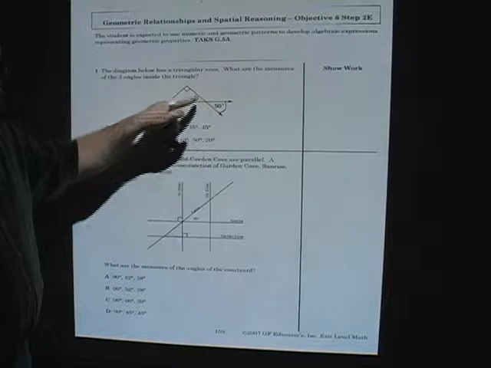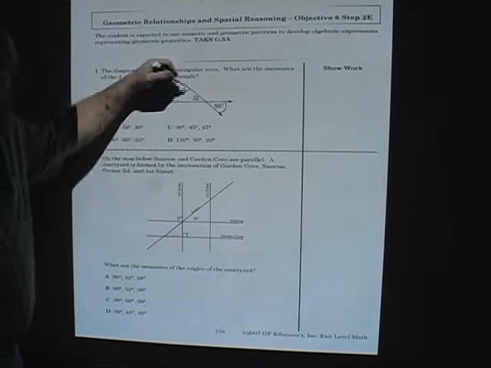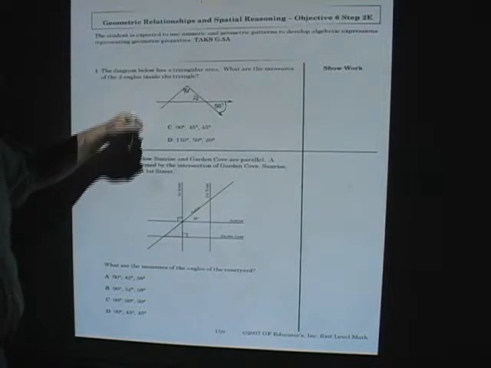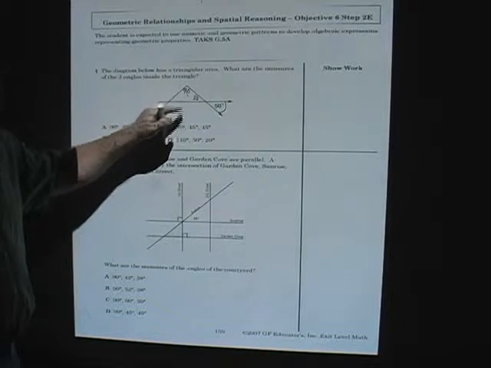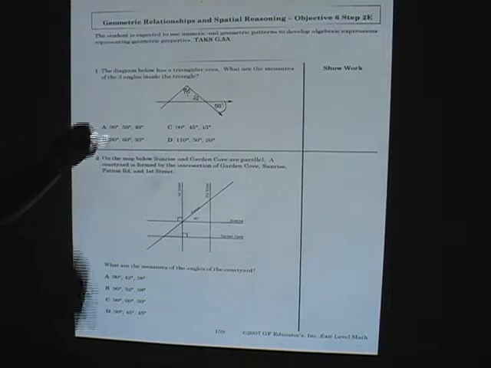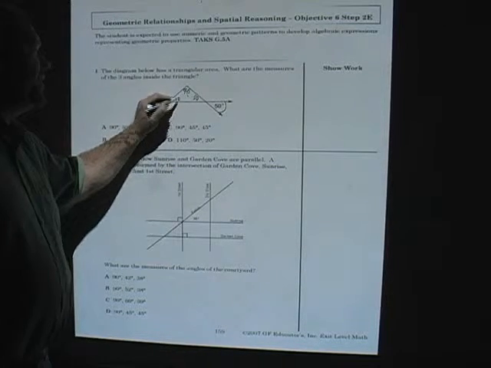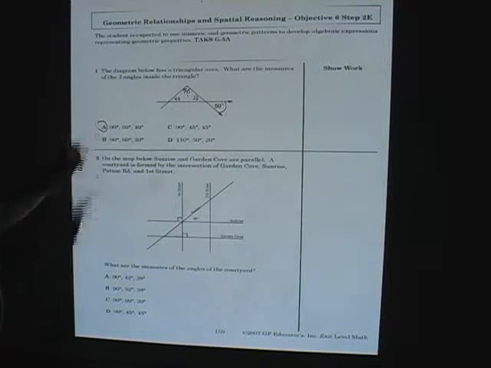Okay, so since that's 50, we know this is 90. So this triangle has to add up to 180, so this has to be 40. So your answer is A. Number 2.